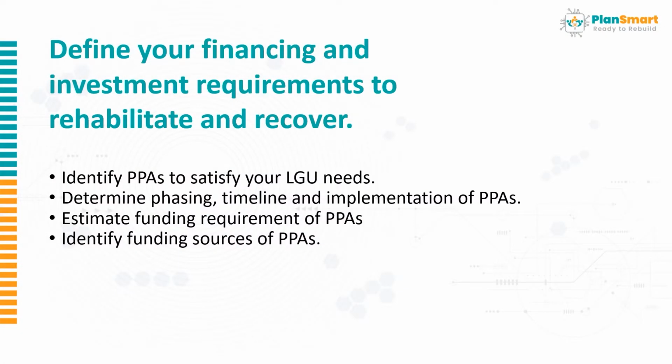Four basic steps are involved, and we will do this through PlanSmart. First, we will identify PPAs or priority programs and activities to satisfy the needs of your LGU post-disaster. Second, we will determine phasing, timelining, and implementation of these PPAs. Third, we will estimate funding requirements for these priority programs and activities. Lastly, we will identify and detail the funding sources for these PPAs.